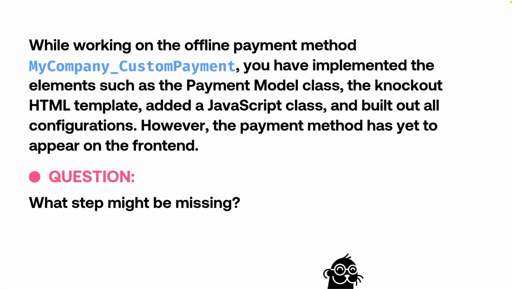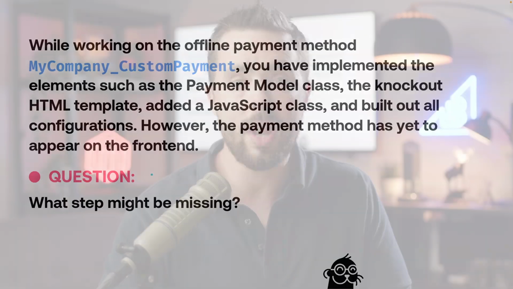All right. While working on the offline payment method, my company, Custom Payment, you have implemented elements such as the payment model class, the knockout HTML template, added a JavaScript class, built out all the configurations. However, the payment method has yet to appear on the front end. What step might be missing?